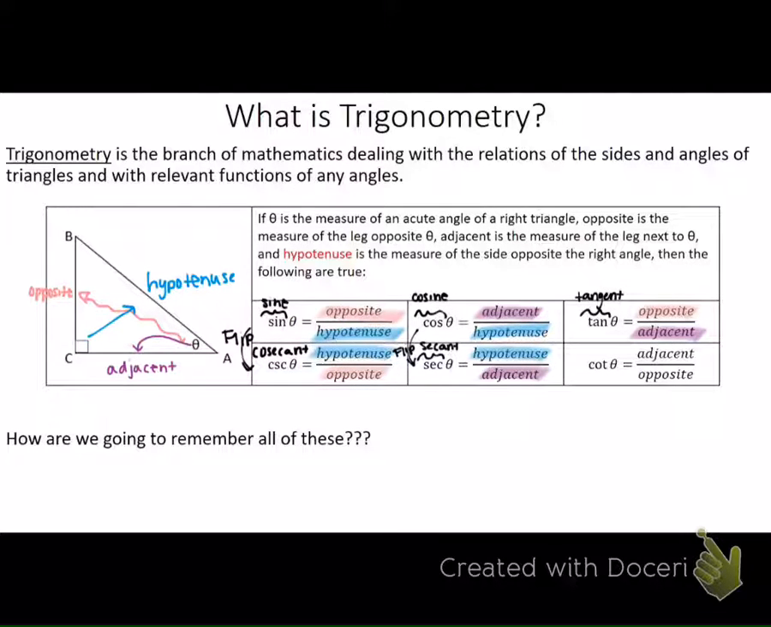Just one second. And the cotangent is the flip of the tangent. So that's the adjacent over the opposite.